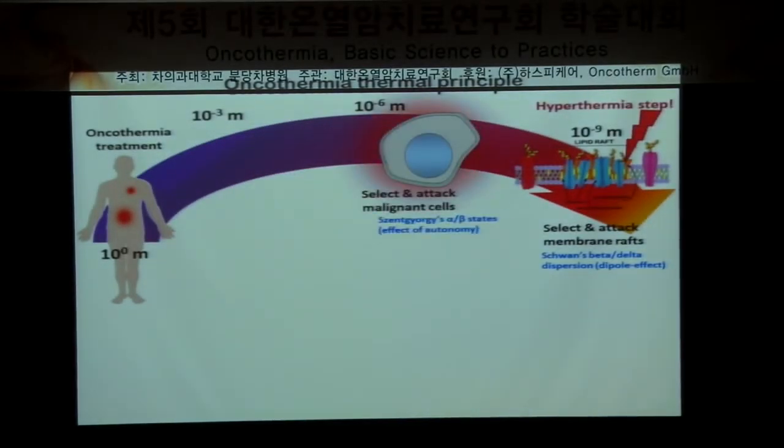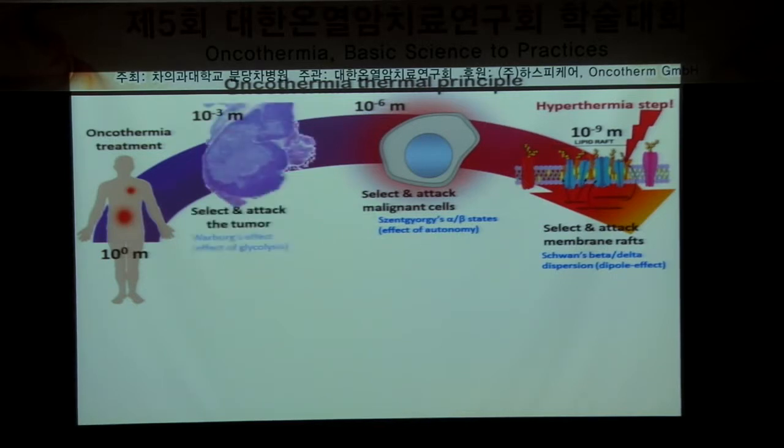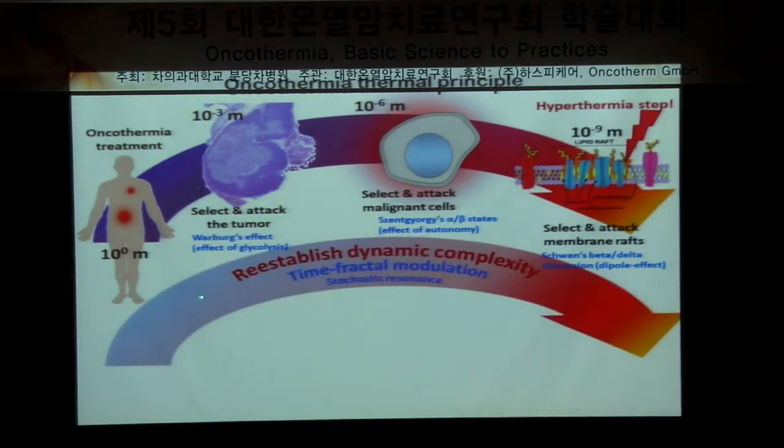And then this will heat up the cells, which you can select with a special selection of the autonomy, which supports the alpha beta states, and then we can select the tumor by the conductivity, by the effect of glycolysis. So this is the hyperthermia step, and it will heat up this full range, and the full range is over with the re-establishing of the dynamic complexity with time factor modulation and stochastic resonance. This stochastic resonance is different in different size ranges. So here the pattern recognition is important.